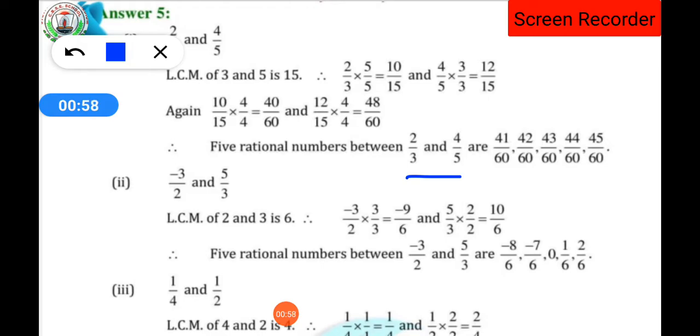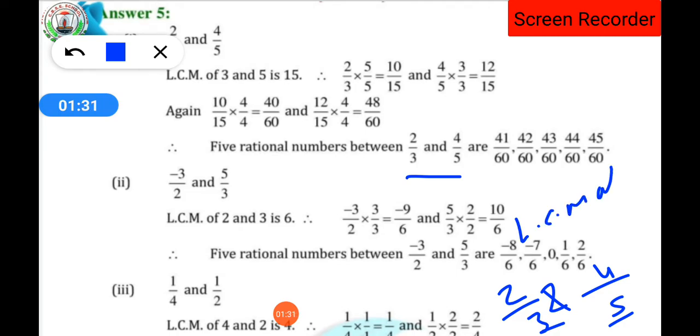Now how to find a rational number between two numbers? First we are going to see what numbers we have. The numbers are 2/3 and 4/5. Look at the denominators. The denominators are different, that means they are unlike terms, isn't it? So first of all we are going to convert them into like terms. In order to do that, we are going to take the LCM of the denominators, that is 3 and 5. The LCM of 3 and 5 is 15, isn't it?